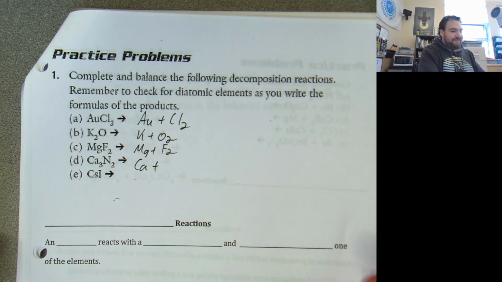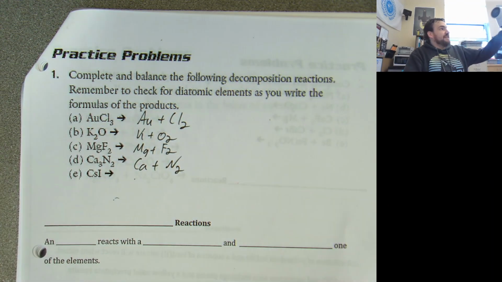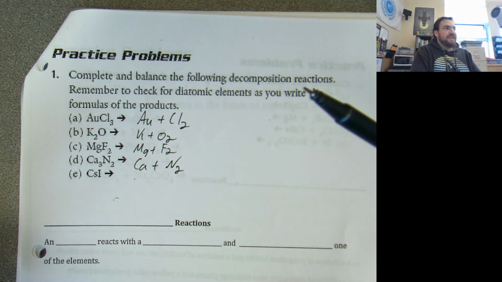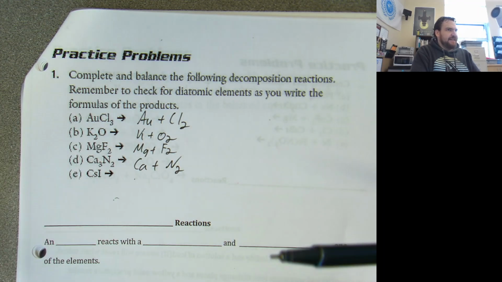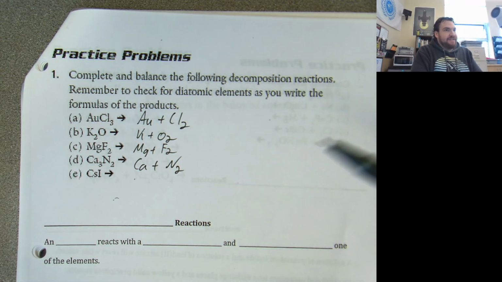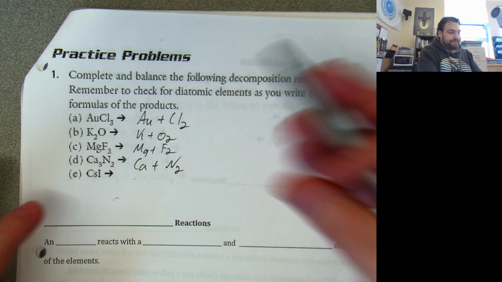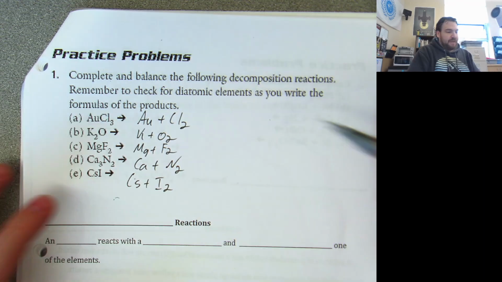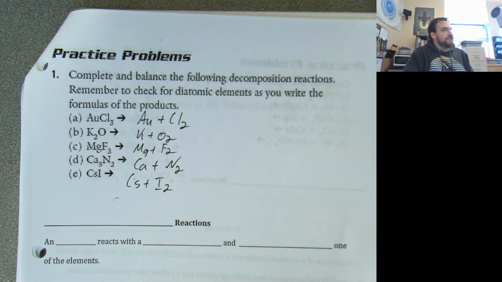Plus? Almost. N2. Nitrogen is one of the diatomics. That's really, with the decompositions, the really big thing to watch out for: am I producing something that's diatomic? Otherwise, the decomposition really is just this straightforward. What's E going to be? Cs plus I2. Decompositions usually produce diatomics, but not always. Yes, Brooklyn.